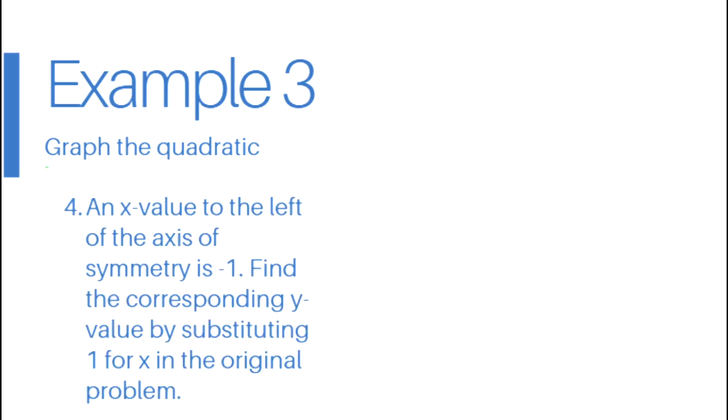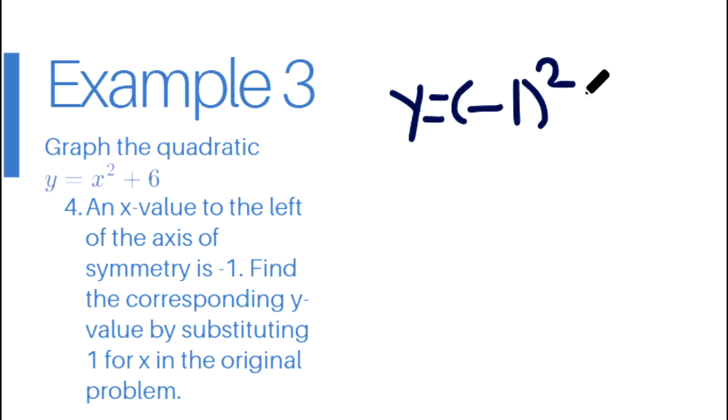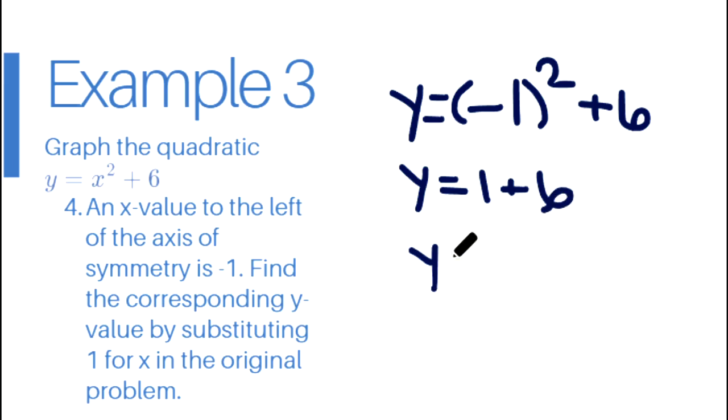An x value to the left of the axis of symmetry is -1. Find the corresponding y value by substituting -1 for x in the original problem. Come back, tools. So we're going to say this time that x is -1. So we have -1 squared plus 6. -1 squared is just 1, plus 6. So y in this case is going to be 7.